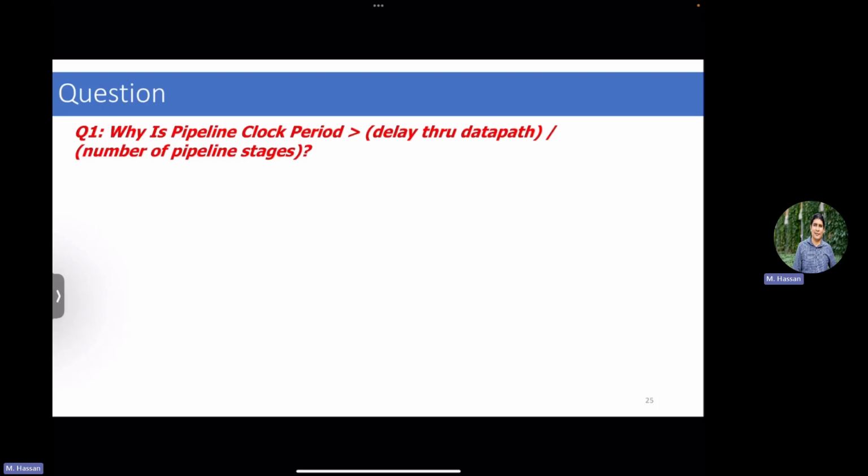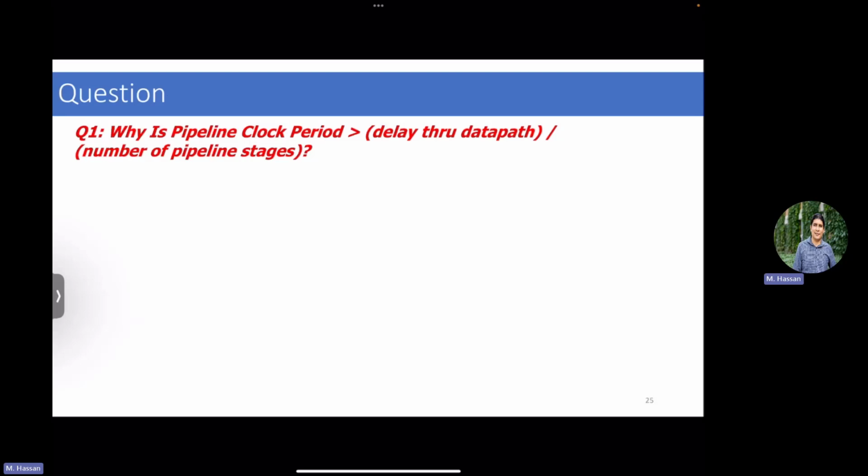So one question we discussed last time, and it's very good to revisit, is why is pipeline, because it's very related to the topic of hazards that we're discussing today. Why is the pipeline clock period larger than the delay through the data path divided by the number of pipeline stages? If you think carefully, we started last lecture by saying, okay, in a single cycle processor, my clock period is too large. Well, in our example, it was 50 nanoseconds.